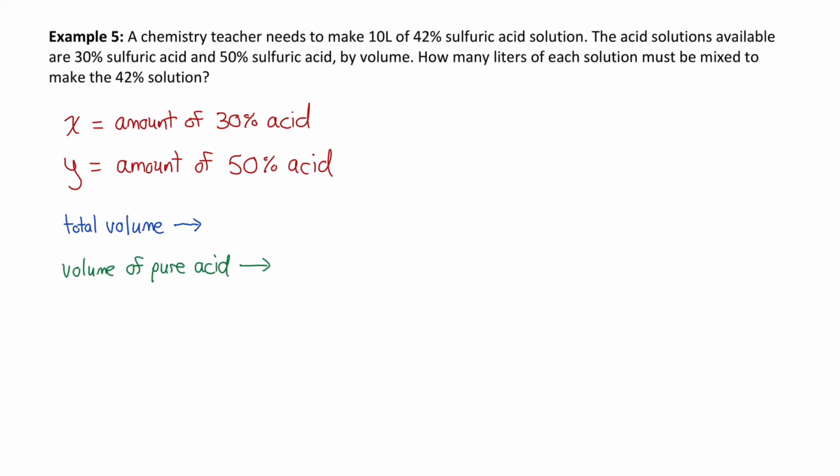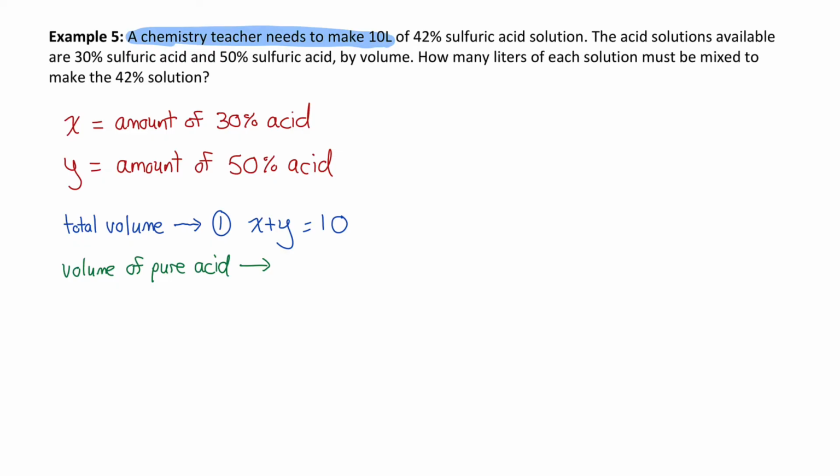Let's start by making our total volume equation. Well, I know that the teacher needs to make 10 liters of a mixture. So I know whatever amount of the 30% acid plus whatever the amount of the 50% acid should add up to 10. So I can say that x plus y equals 10.